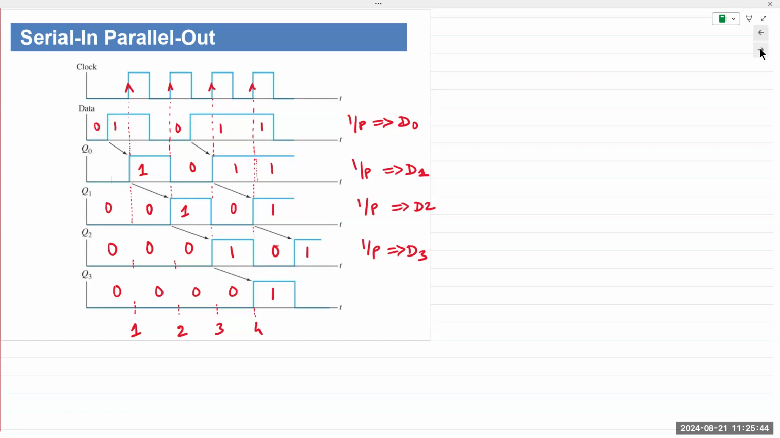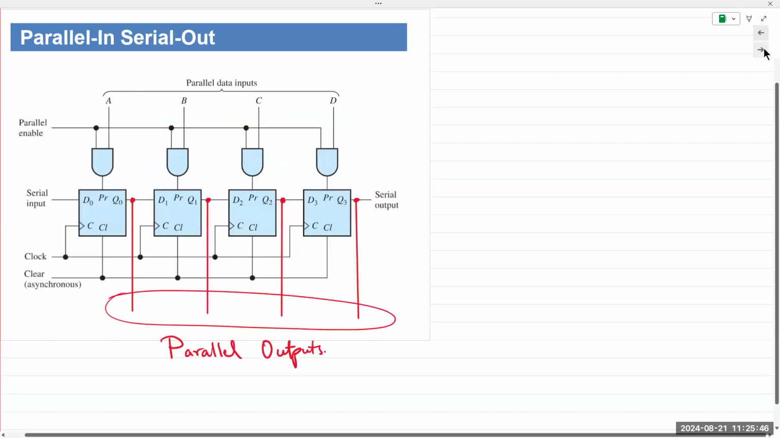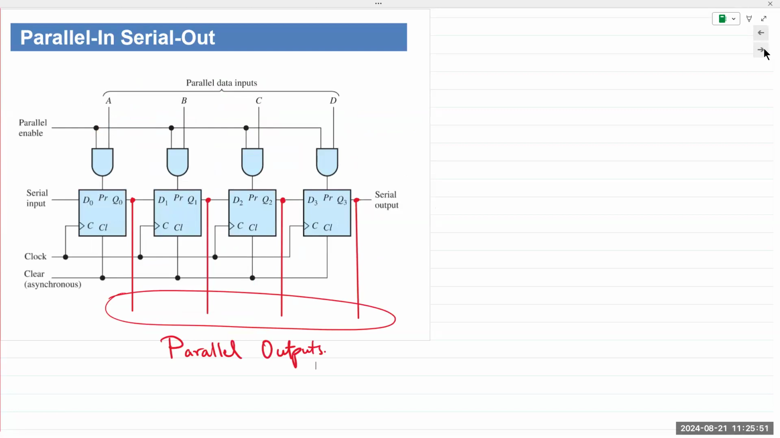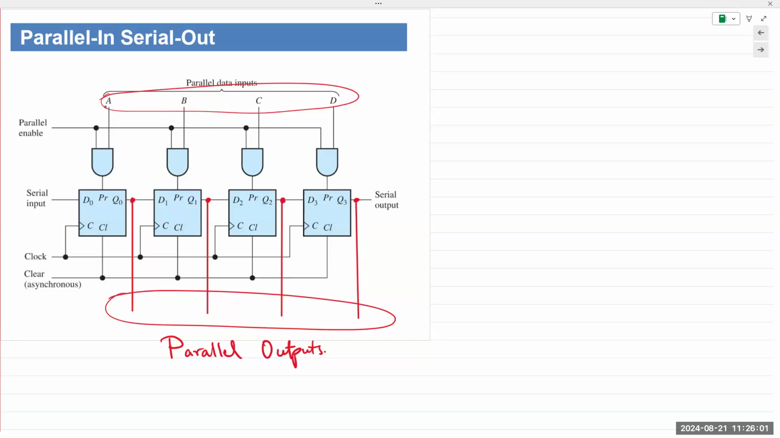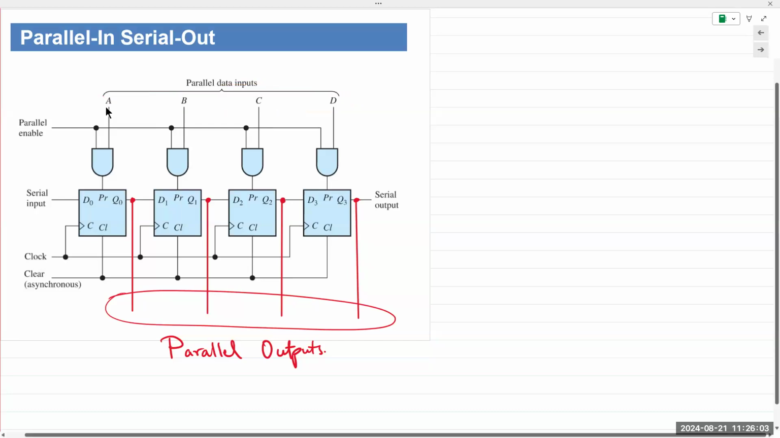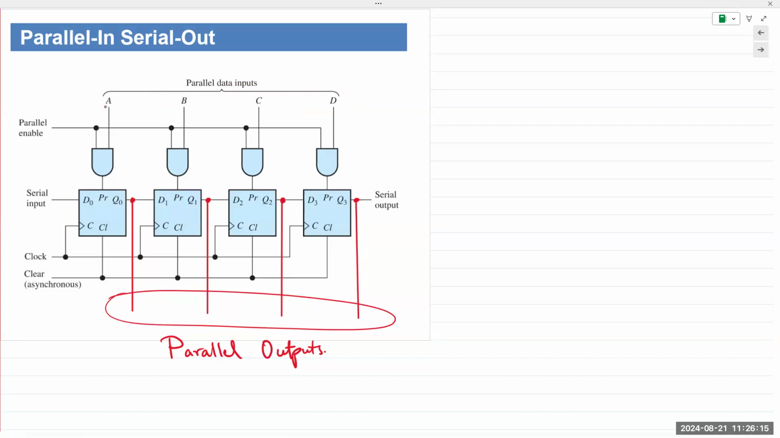Okay, then let's simply look at the parallel in and serial out. It works in a similar fashion. The only thing is, it doesn't matter what the input is, they're all connected via AND gates into the input of the flip-flop. And the output of the AND gate is connected to the preset. What does preset do?